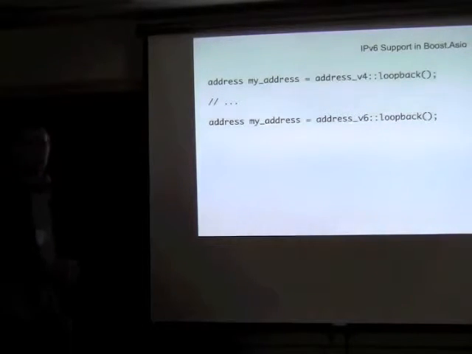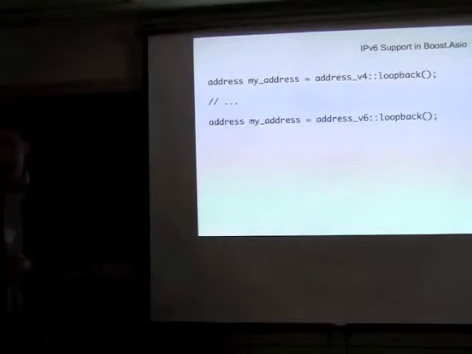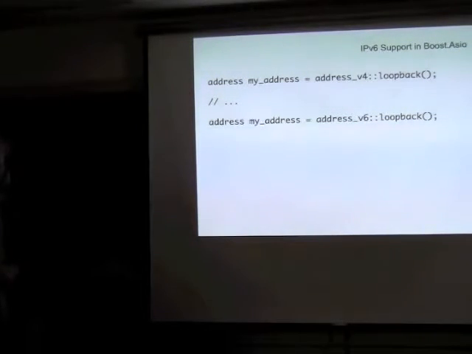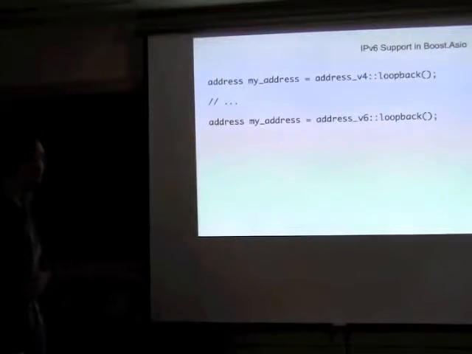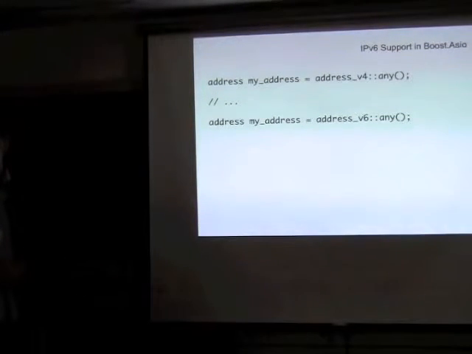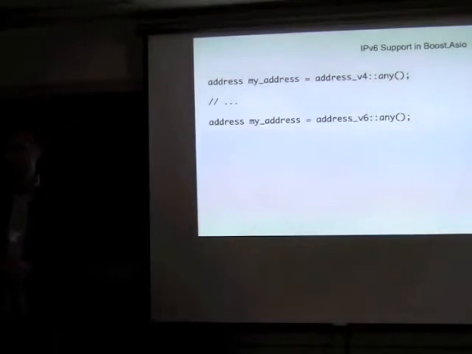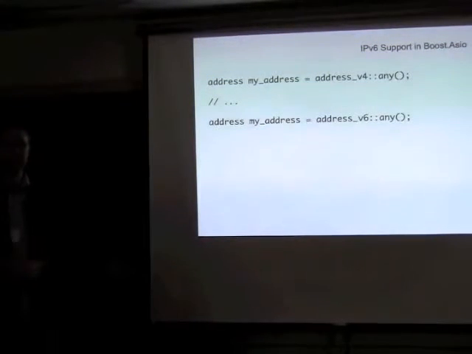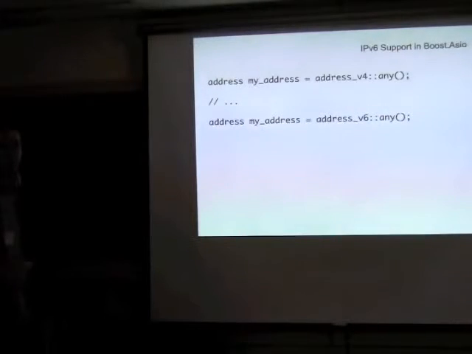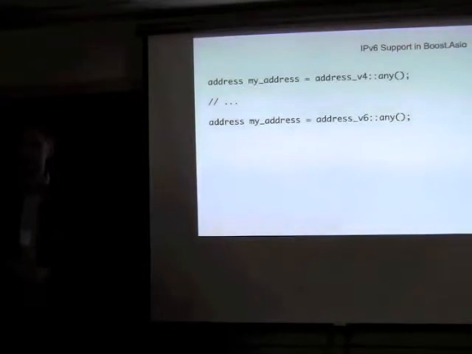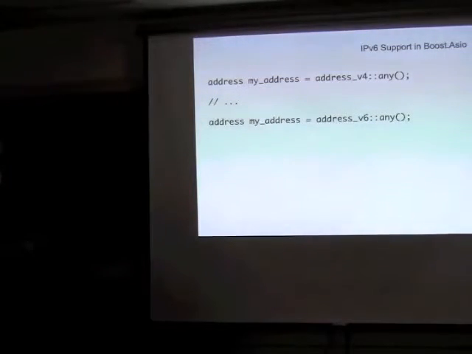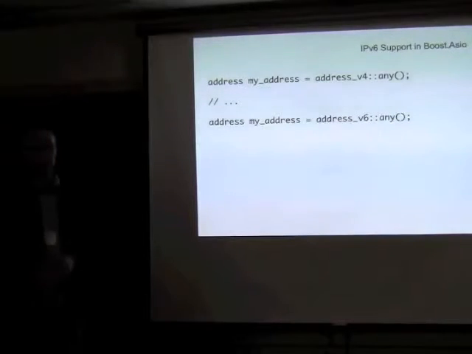There are also some pseudo constants for the well-known addresses like loopback and the any address. So if you do need to, in one part of the code, say I am explicitly specifying the IPv4 loopback, then that's the sort of approach you would take. But then once you've assigned it into the address objects, you no longer need to know which version it is.